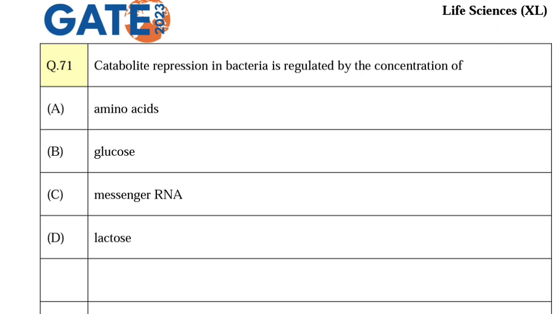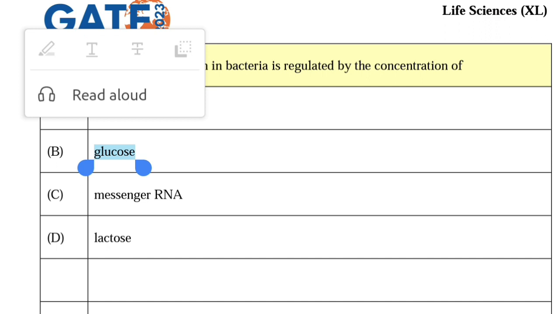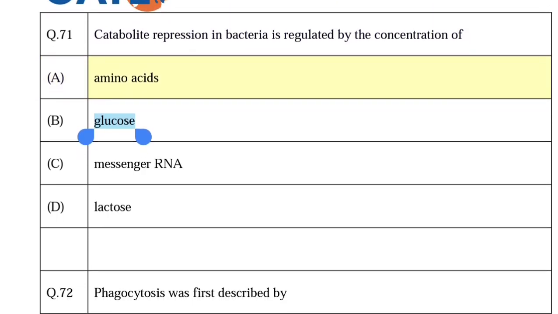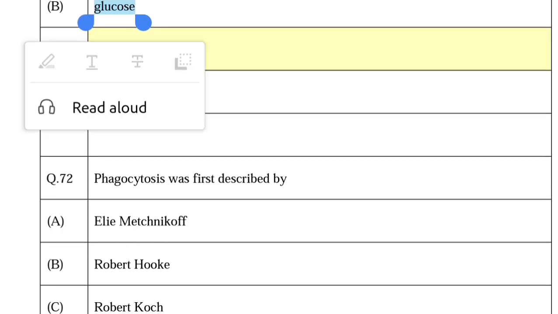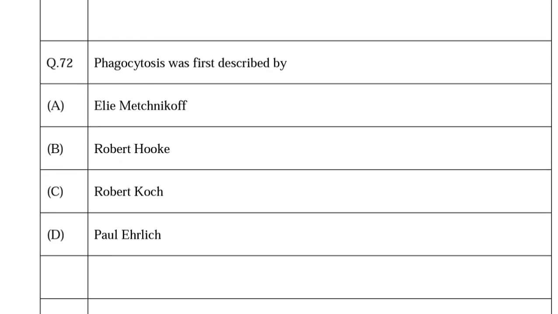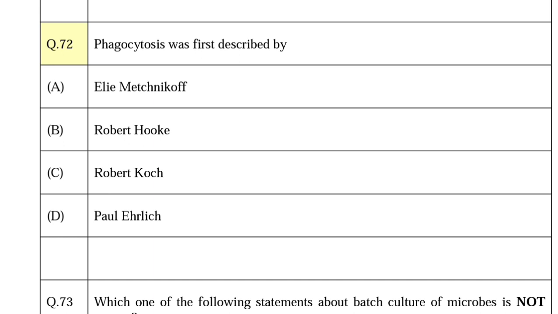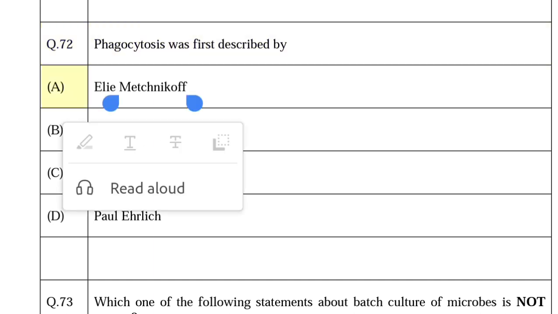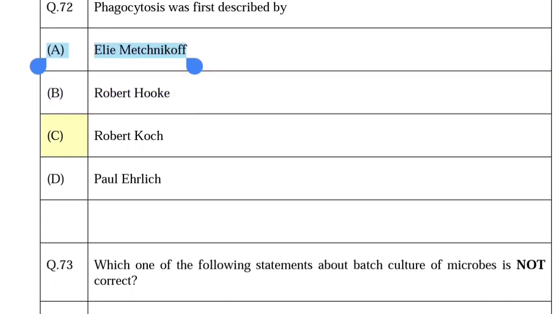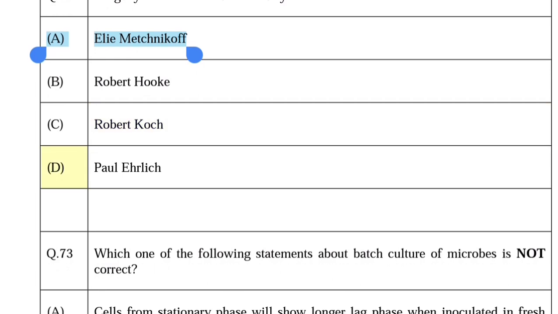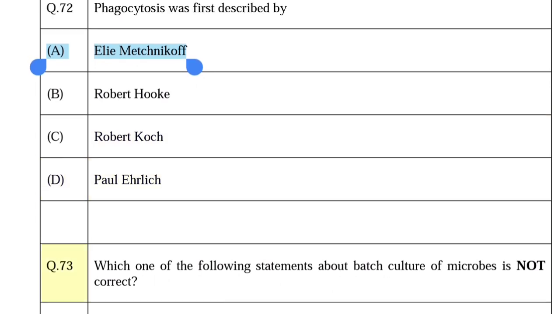Q.71. Catabolite repression in bacteria is regulated by the concentration of A. Amino acids, B. Glucose, C. Messenger RNA, D. Lactose. Q.72. Phagocytosis was first described by A. Elie Metchnikoff, B. Robert Hooke, C. Robert Koch, D. Paul Ehrlich.